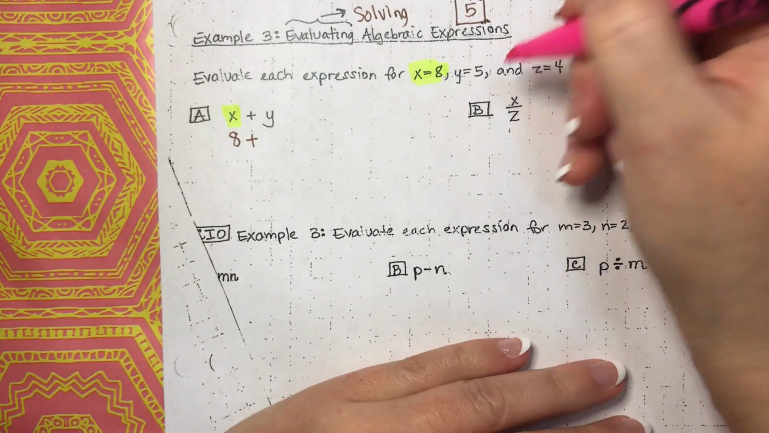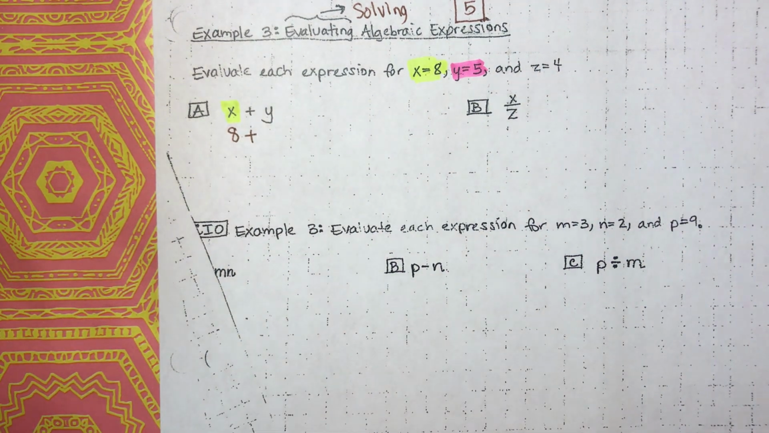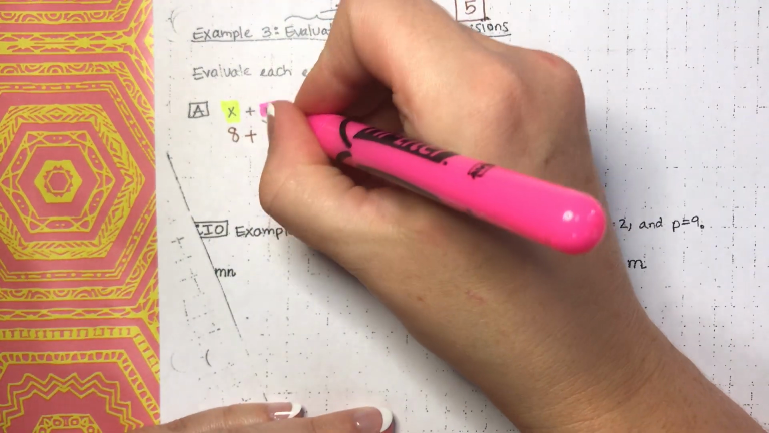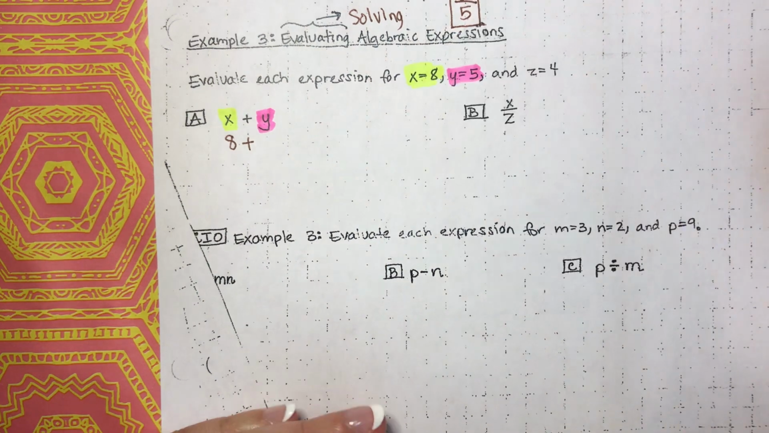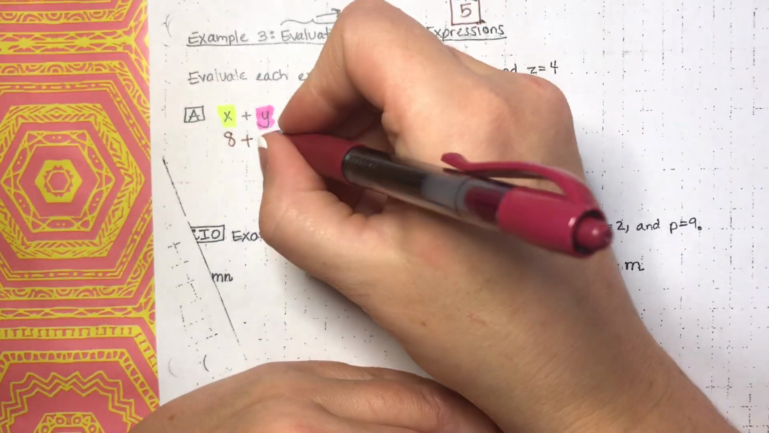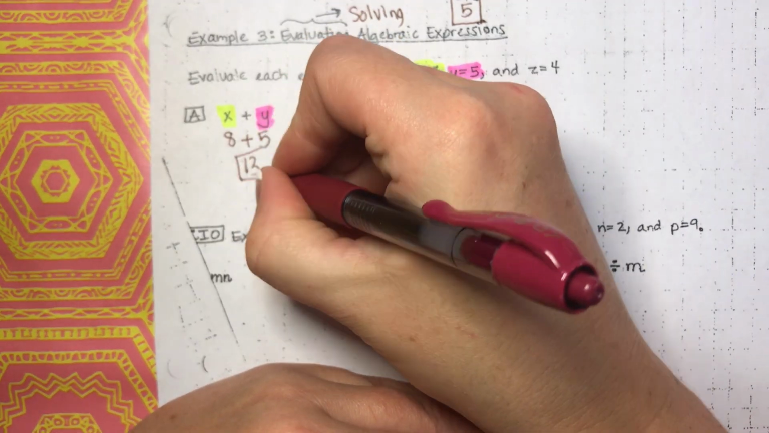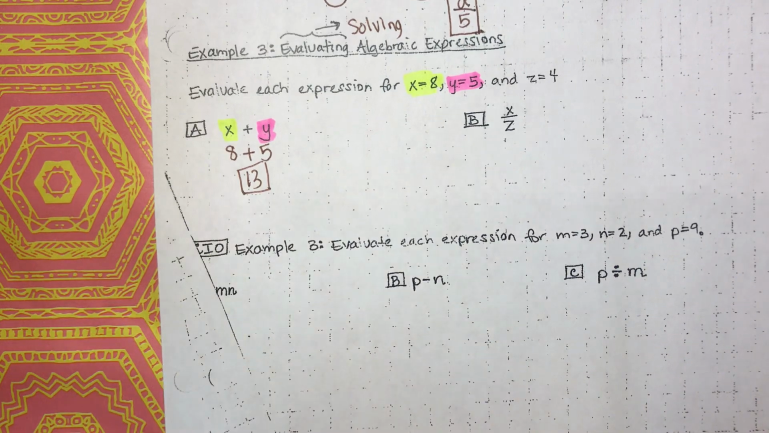Well, what does y equal? y is equal to 5. So instead of writing y right here, I'm going to substitute this 5, because 5 and y are the same thing. So I have 8 plus 5, which is 13. Boom, that's the answer. All right, cool, let's move on to the next one.